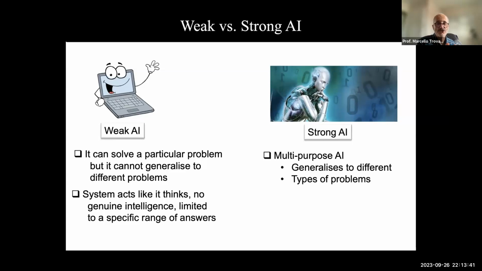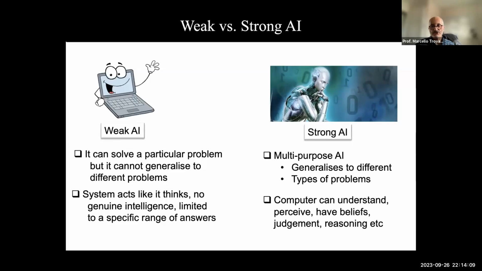So for weak AI, we have systems that act like they think. If you interact with ChatGPT, you really have the impression that you've got somebody behind there that can actually interact. It's almost like interacting with a person, but it's not. It's just pretending in a way. It looks like, but it's not. And you can see that we have a limited range of answers.